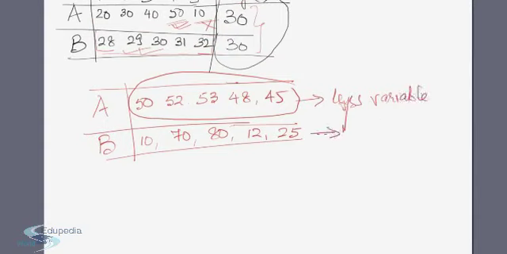Whereas we really can't rely much on product B because it could fail anytime. It could last maybe up to 80 days, or it could fail even in 10 days. Therefore, this is less reliable. Therefore, variability tells us even about reliability.